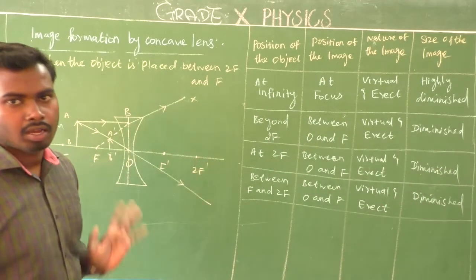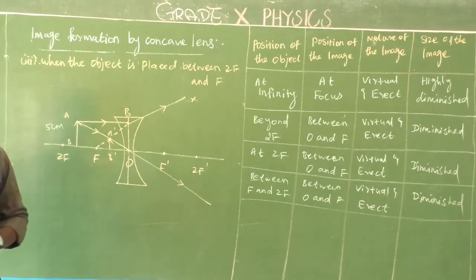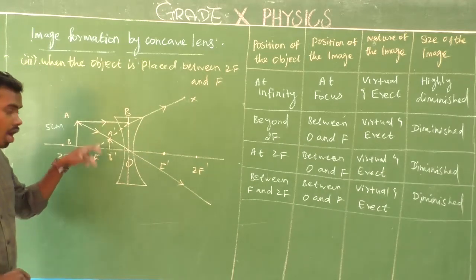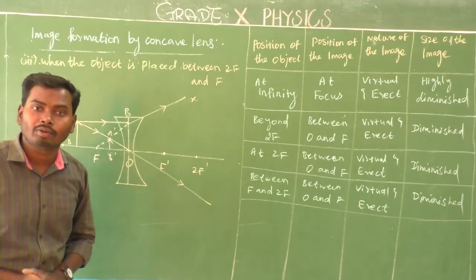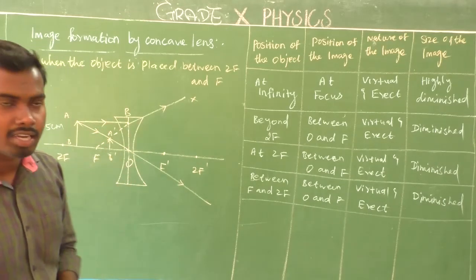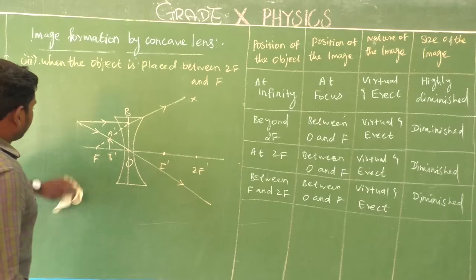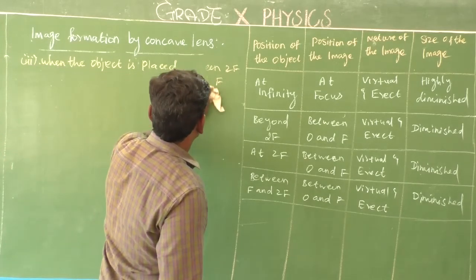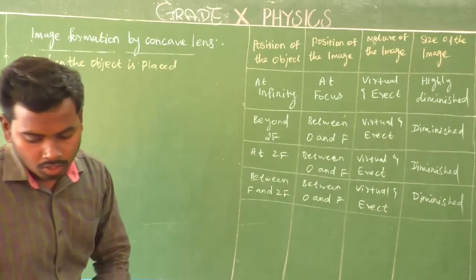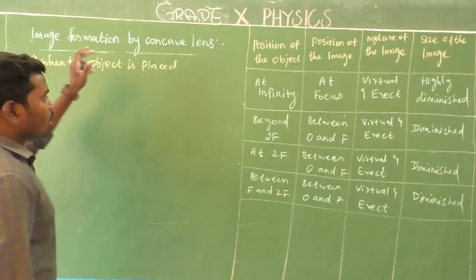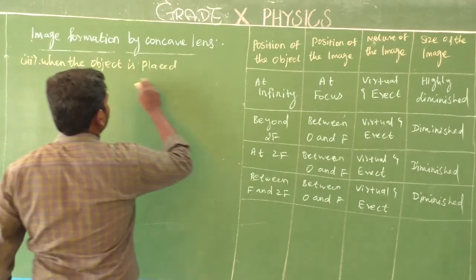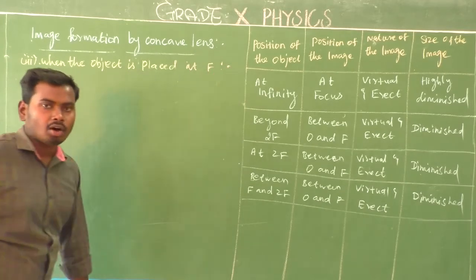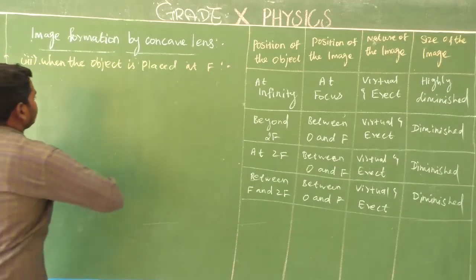Okay, 4 positions completed. Next, where am I going to place the object? I am going to place the object at focus. Where? At focus, which is the focus of a concave lens. Is it clear? Yes, very simple. Let's get started. Look at here what happens. So next, I am going to place the object at F, which means the focus of a concave lens.